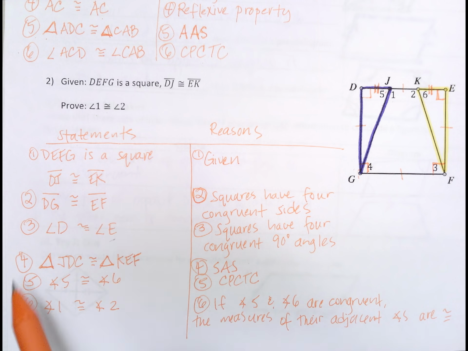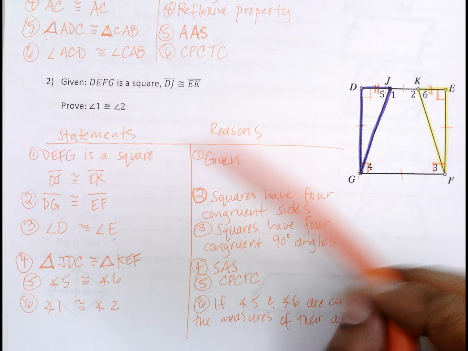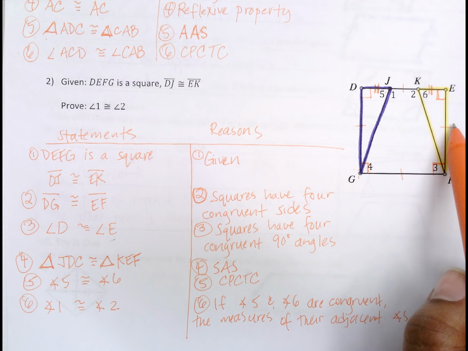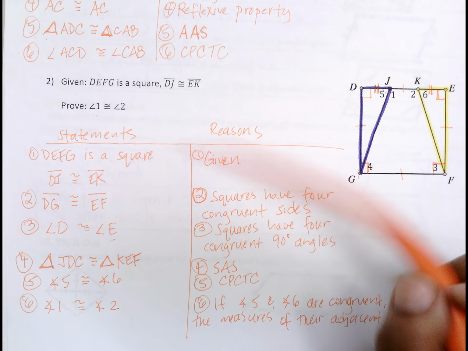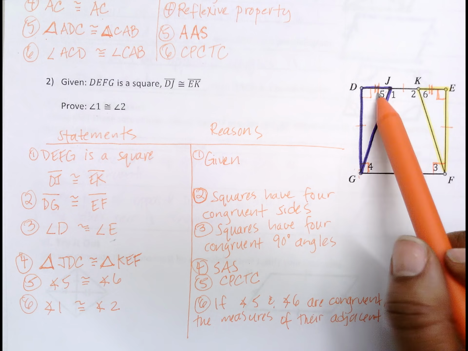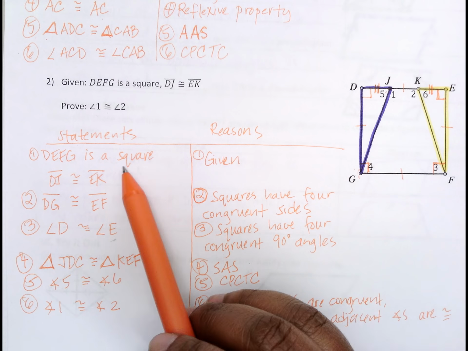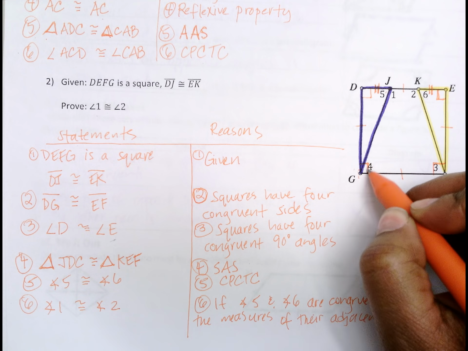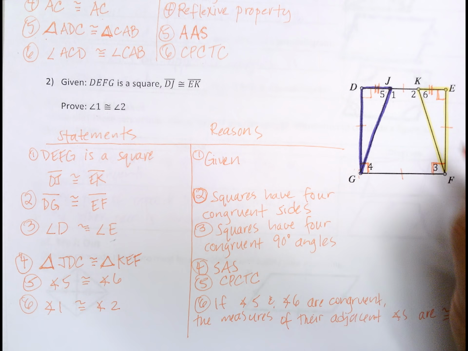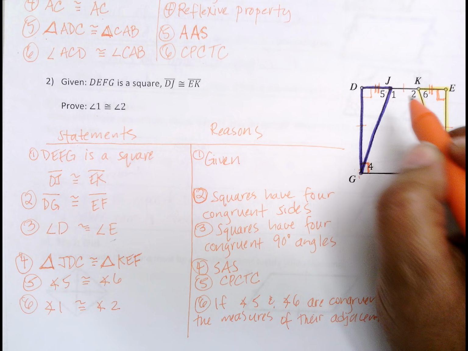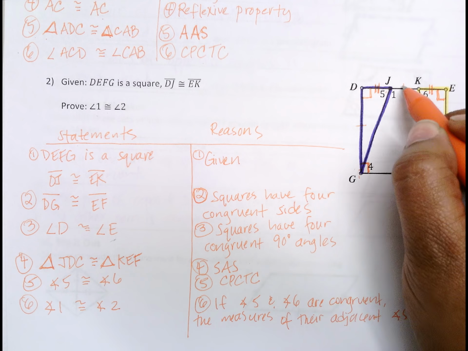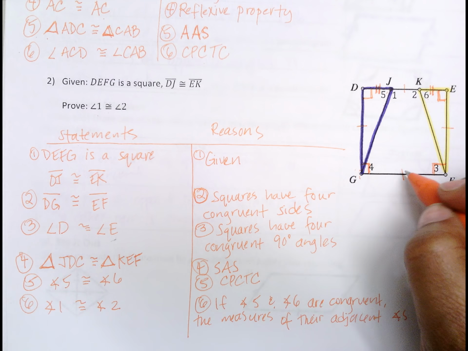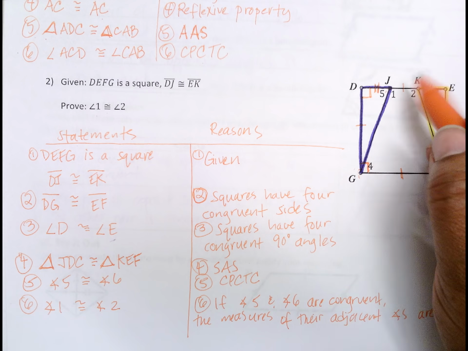Okay? So the first statement they give us is that this is a square, okay? And that's our given. They also tell us that these two segments are congruent, all right? Now, because I know that DEFG is a square, I went ahead and I started marking up the diagram, and I filled in these 4 right angles, and I also indicated that all the sides are congruent to each other.